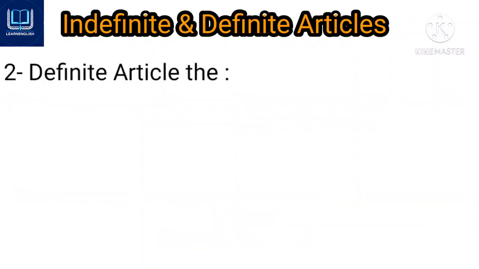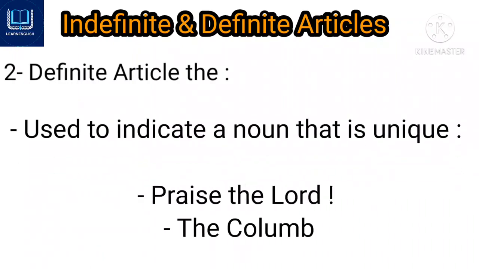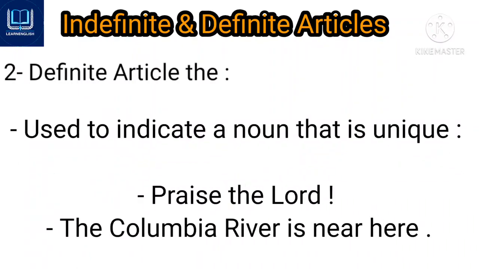Definite article the is used to indicate a noun that is definite or has been previously specified in the context. Example: please close the door. The second example: I like the clothes you gave me. Used to indicate a noun that is unique. Example: praise the Lord. The second example: the Columbia River is near here.